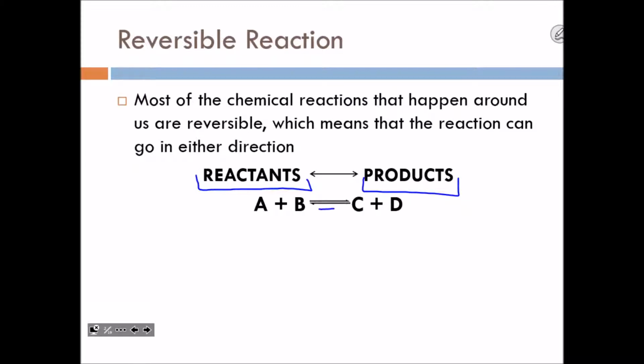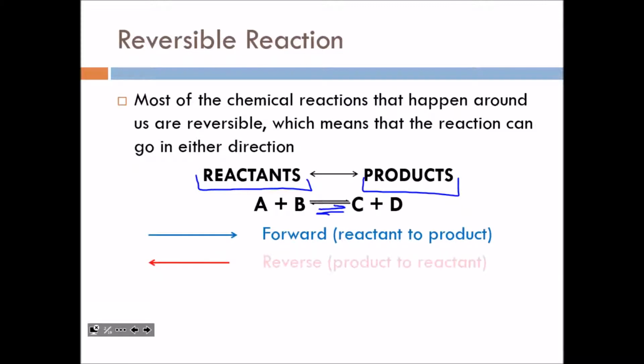But you're going to have a double arrow in between because it's showing that it's reversible. So A plus B are the reactants, C plus D would be the products over here. Now, when we're going from reactants to products, we call it the forward reaction. When we're going from the products towards the reactants, we call it the reverse. I know it says backward, but you could change it to reverse. We do call it the reverse reaction, okay?